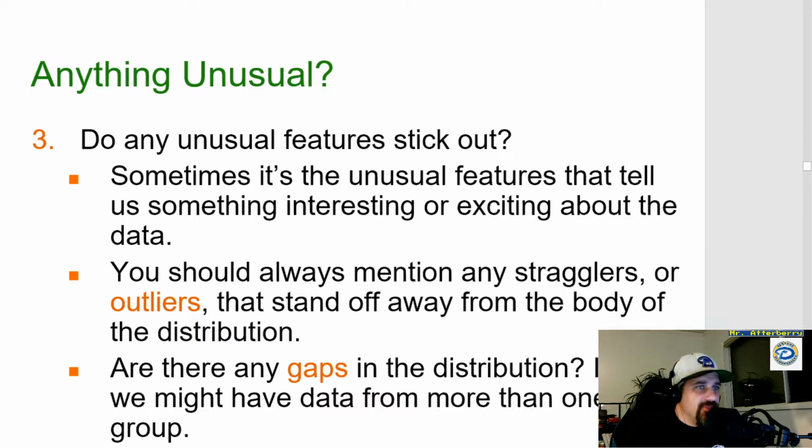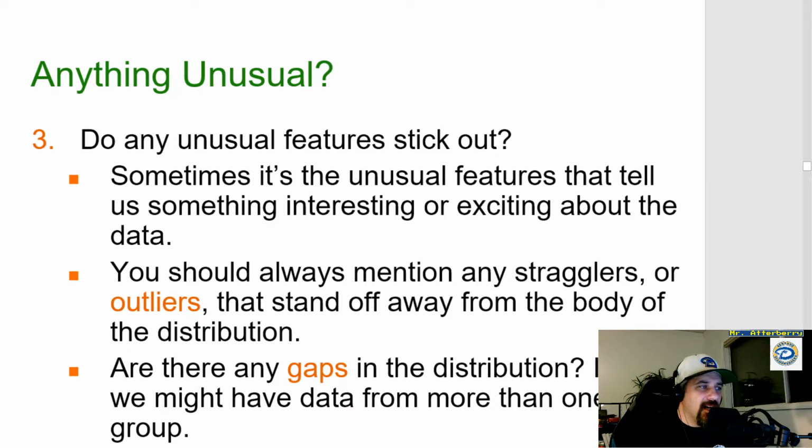Do any unusual features stick out? Sometimes it's the unusual features that tell us something interesting or exciting about the data. Okay, think about if you have like high school football players and how many touchdowns they score. Okay, and there's like a big bump in average of players and their touchdowns they score, and then one player, let's say, stands out. Like, wow, that person had a lot of touchdowns that year. That's an unusual feature. You should always mention any stragglers or outliers that stand off away from the body of the distribution. Okay, outliers. We'll figure out if there's a way to actually calculate that.